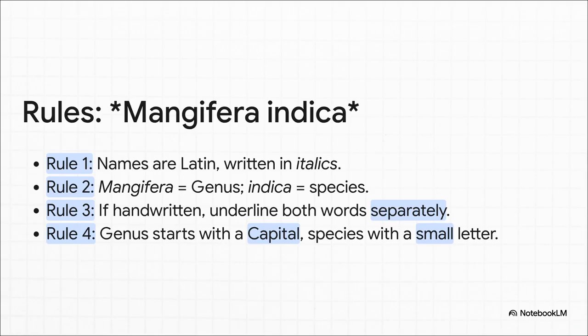Rule 3, see how it's typed in italics? That's a must. And here's a super important point. If you write it by hand, you have to underline Mangifera and indica separately, not one long line, but 2 separate ones. That's a classic trick question. And finally, Rule 4, the easiest one to spot. The genus starts with a capital M, and the species starts with a small i.